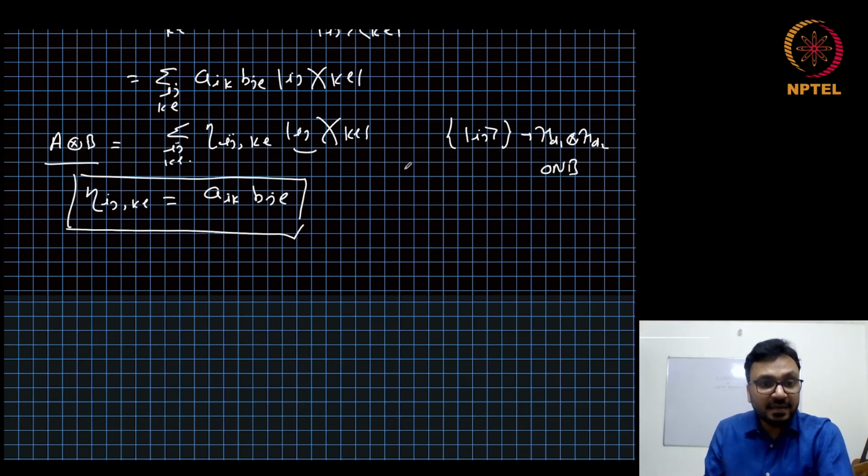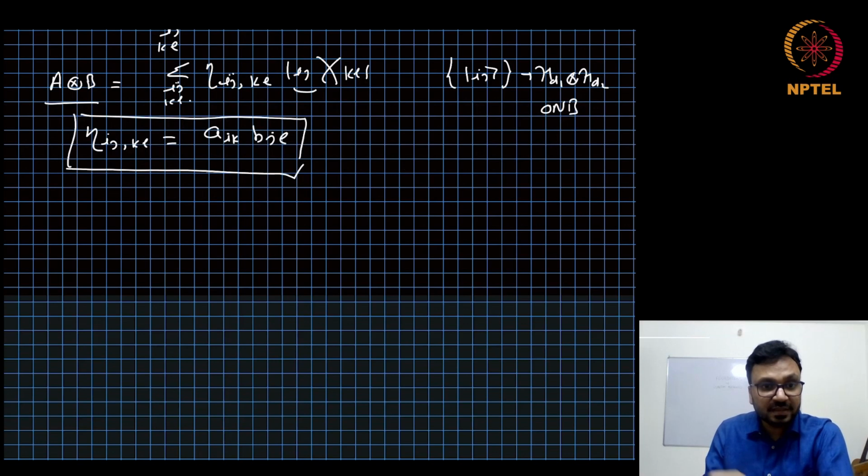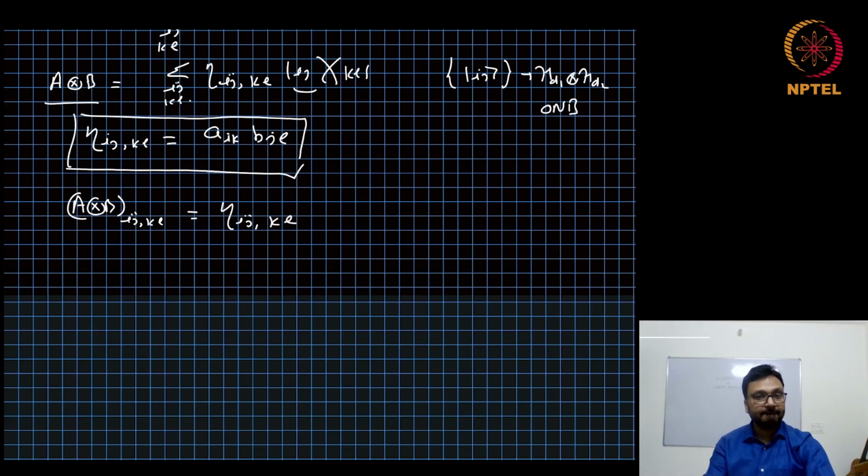So the element we were looking for, that is the A tensor B, ij,kl element, is actually eta_ij,kl, because this is the coefficient in the computational basis. And this is nothing but a_ik times b_jl. Just look at the indices. The indices are very important here.